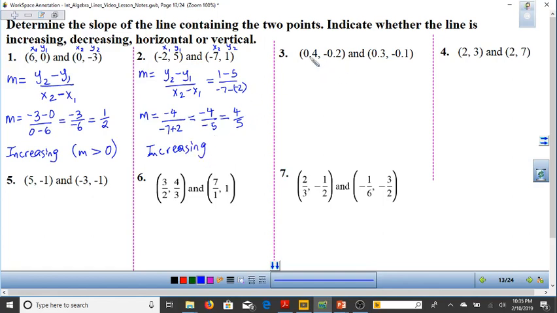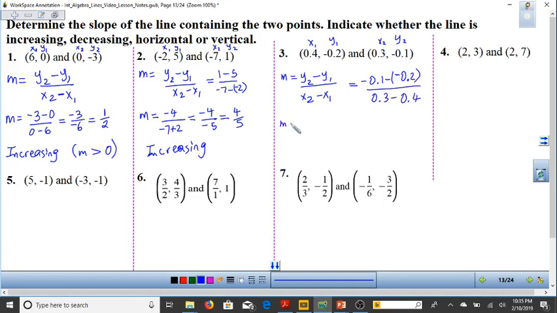Let's try this with decimals. Same deal. Write our formula. m is equal to y2 minus y1 over x2 minus x1. And I'll label my points again, x1, y1, and x2, y2. And so I do -0.1 minus negative 0.2, and that's divided by 0.3 minus 0.4.